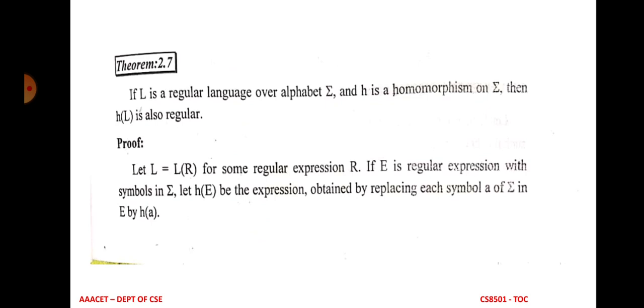H is a homomorphism obtained by replacing each symbol a of sigma in E by h of a. This is nothing but this example problem. So here for every symbol small a present in the sigma input alphabet, we have to replace it with the input string for each and every symbol, which is denoted by h of E.